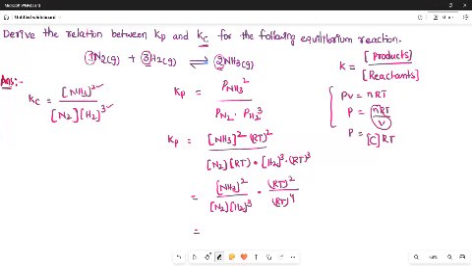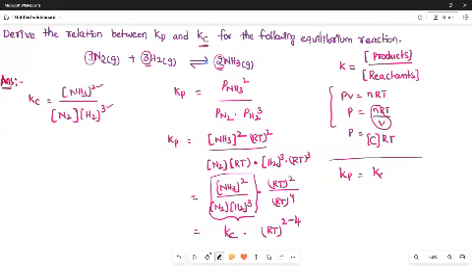So therefore, now I can consider this as equal to Kc. So therefore, Kc into RT power 2 minus 4. Therefore, Kp is equal to Kc into RT power minus 2. Hence, what is the meaning of this? Kc is greater than Kp. Kc is greater than Kp.